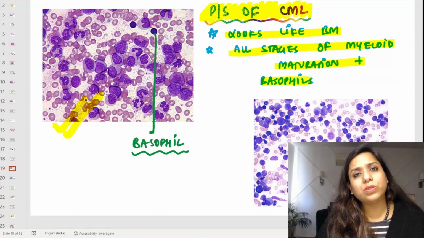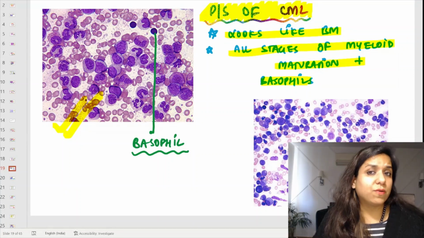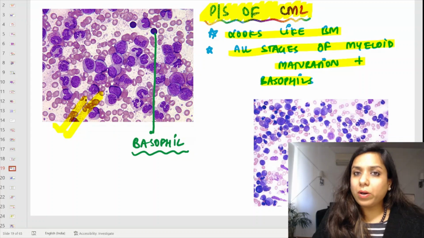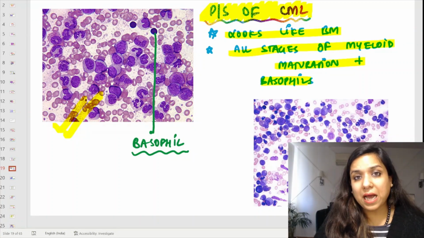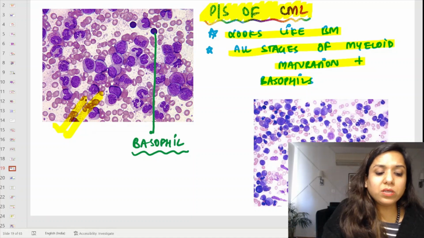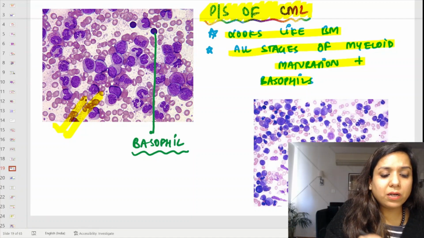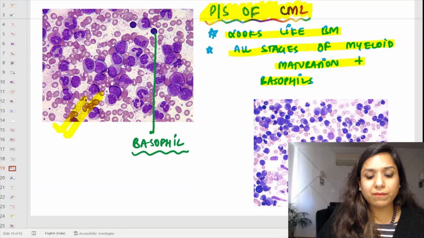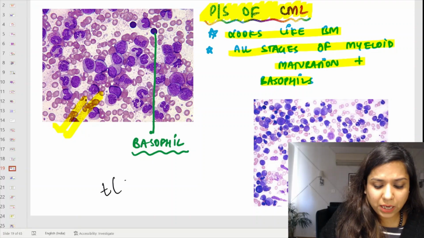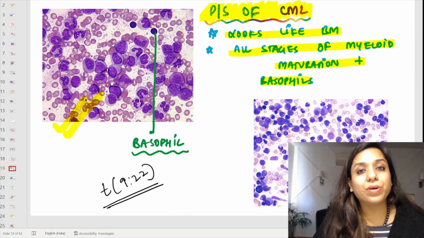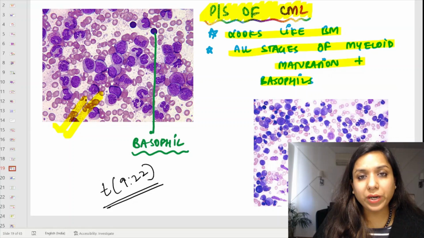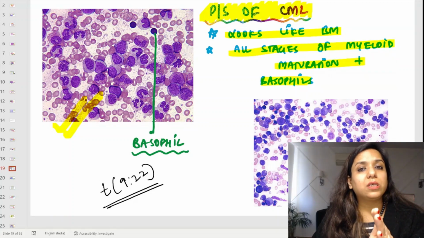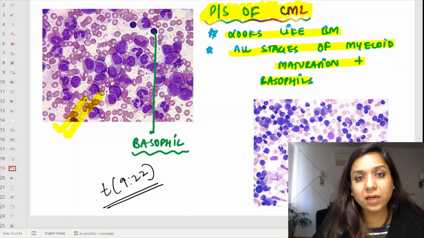What are the other clues in the history which might be given for a case of CML in the exam? Chronic leukemia, so usually old age. Massive splenomegaly can be another thing. What is the translocation which you see commonly? That is another MCQ which can be asked in FMGE. It is T9 is to 22. That is the most common translocation which we see in CML. T9 is to 22, which leads to constitutive activation of tyrosine kinase, right?